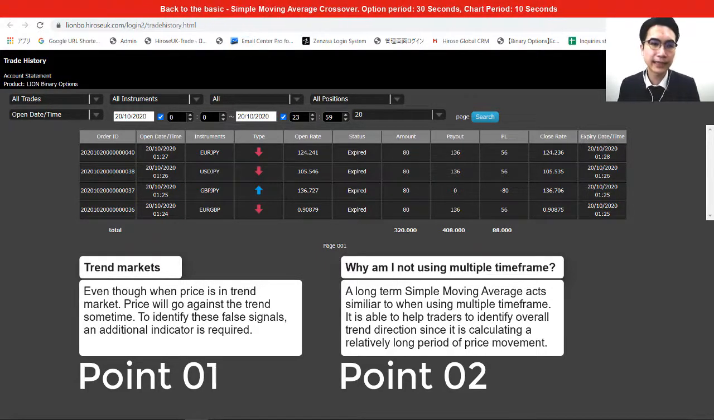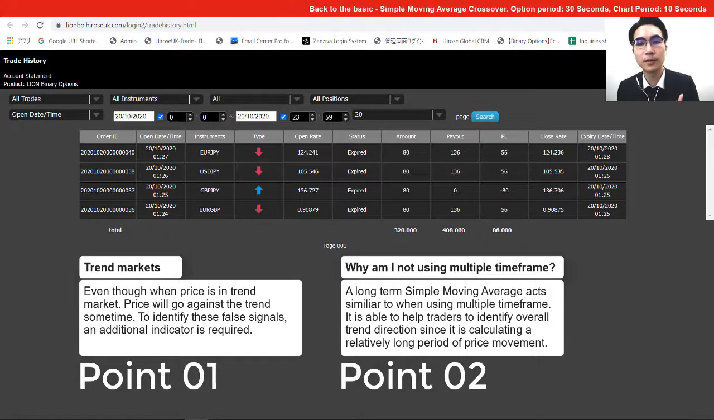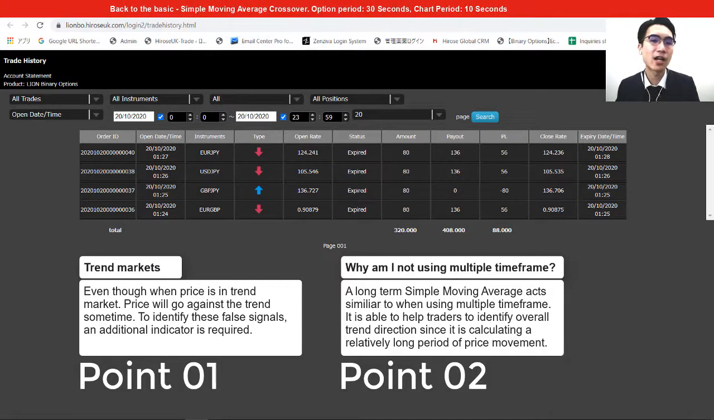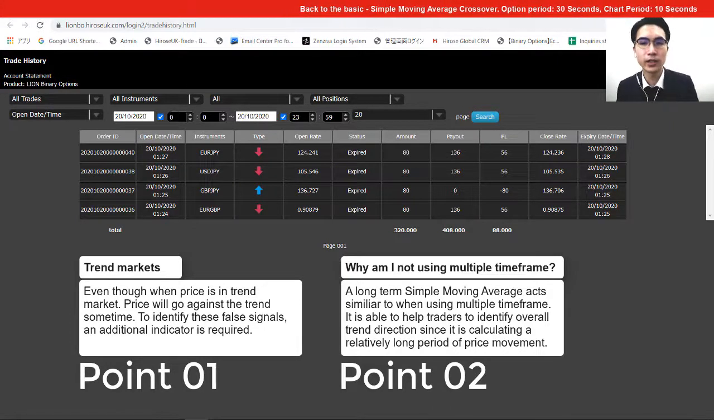The second point for today is that when trading binary options, I personally prefer to trade with a single time frame, but I will use a long-term 200 period simple moving average, which helps me identify the overall trend direction, just like when we are using multiple time frames. So it's up to you. You can give it a try and see which method suits you better.